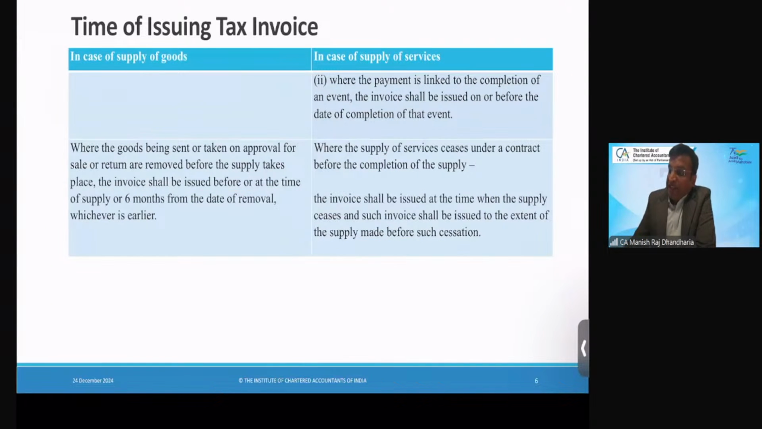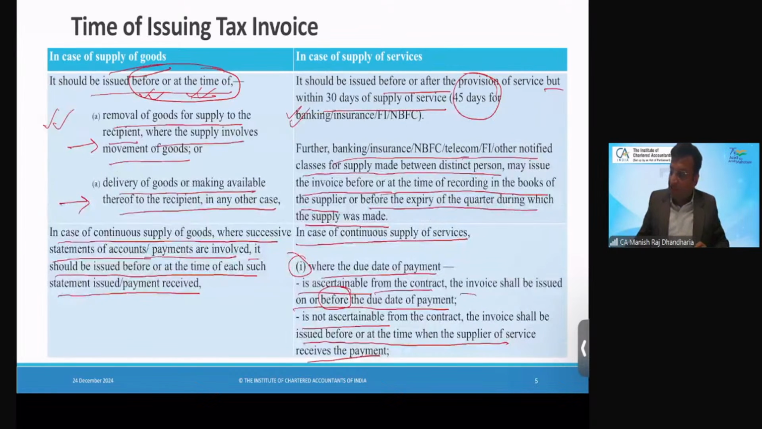इसमें where the payment is linked to completion of an event, कोई event से relate किया हुआ है कि जब वो event complete होगा उसके बाद payment मिलेगा, then in that case invoice shall be issued on or before the date of completion of that event. When that event will be completed, on that date or before that, invoice has to be issued. So this is the case of continuous supply of services. Okay, you can see once. First see this continuous supply of goods and then continuous supply of services.